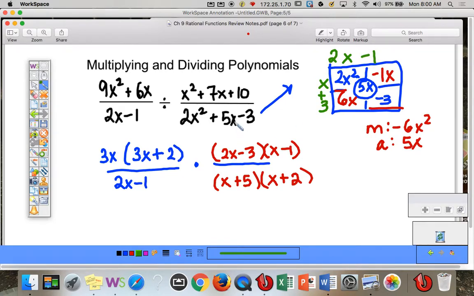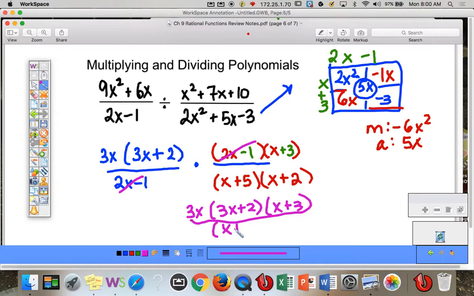Okay, so now let's rewrite this, and then we should get some stuff to cancel. Sometimes things don't cancel, but in this one, some things do. So this will be 2x minus 1. This will be x plus 3. Okay. Now some things cancel. Let's see, these two cancel. Does anything else cancel? Looks like no. So we rewrite it 3x plus 2, and an x plus 3, all over the bottom here, which is x plus 5, x plus 2.